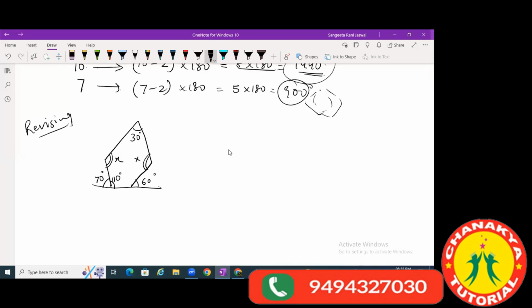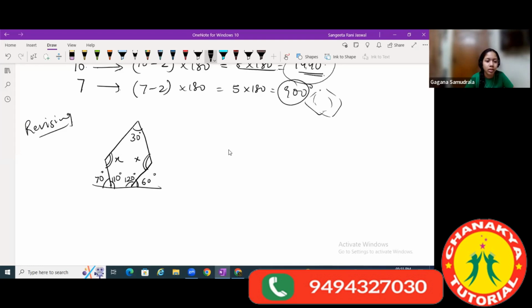110 degrees, not 180. The interior angle will be 110 degrees, no? So that when you add both of them in a linear pair, they become 180 degrees. Similarly, when you have this angle of 60 degrees, your interior angle will be 120 degrees, right?